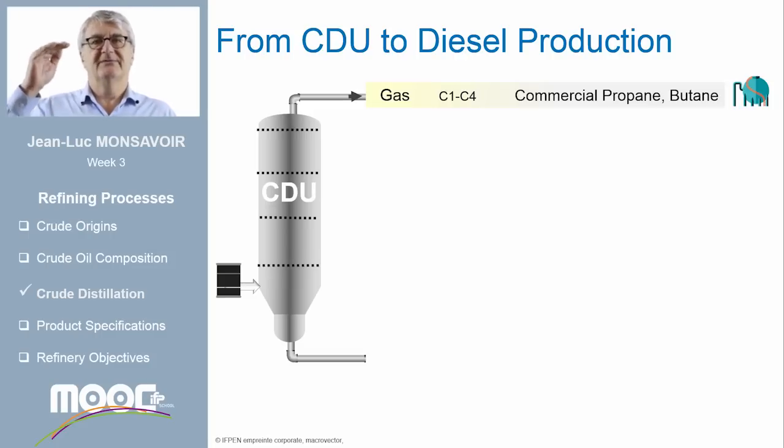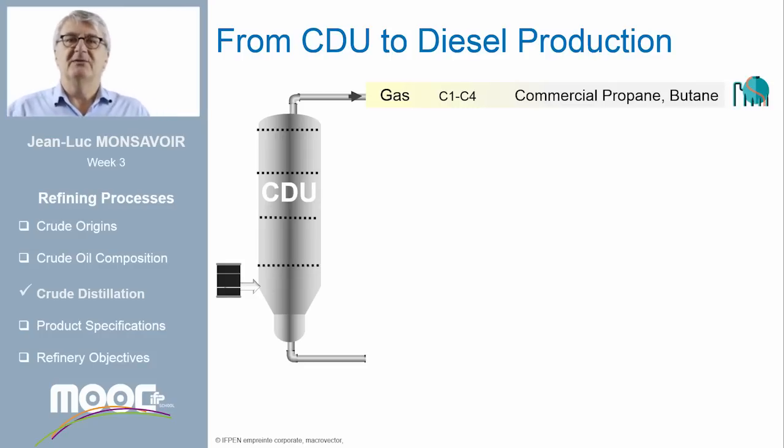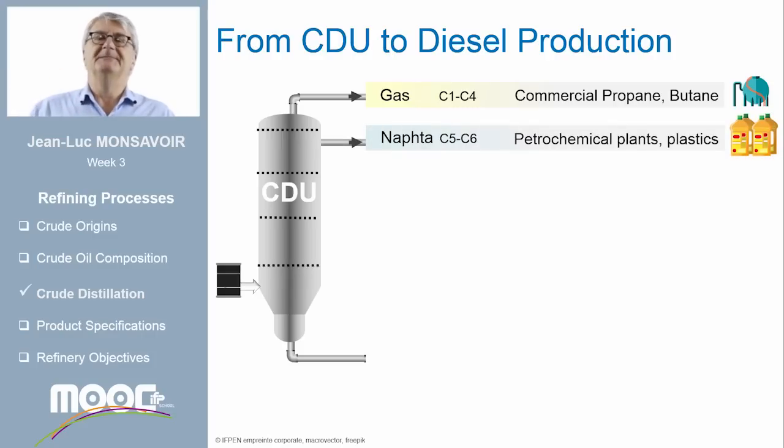First, we have the gas with carbon numbers between 1 and 4. We find in this cut gases such as methane, ethane, propane and butane, which are used as fuel. Then we have the naphtha cut. The naphtha cut has a carbon number range between 5 and 6. This cut is the raw material used in the petrochemical industry to produce different types of plastics with different properties. You will study the petrochemical industry further with Céline and Michel next week.